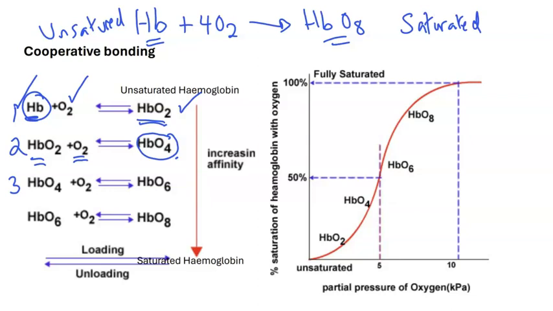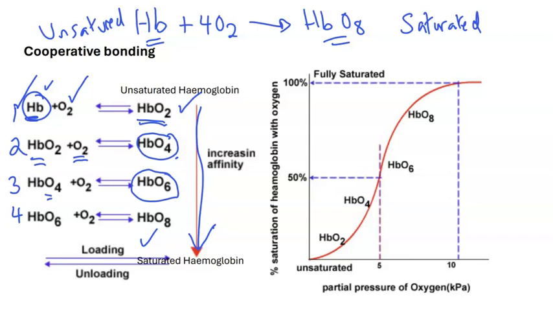And of course, to repeat the pattern, HbO6 has a greater affinity for oxygen than HbO4. And so as we progress down, we have increasing affinity as we go from the unsaturated hemoglobin towards the saturated hemoglobin in the loading process.